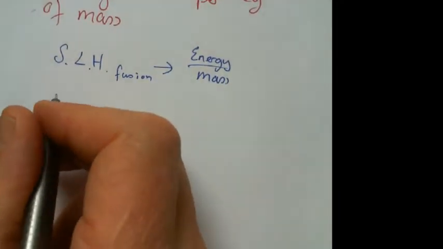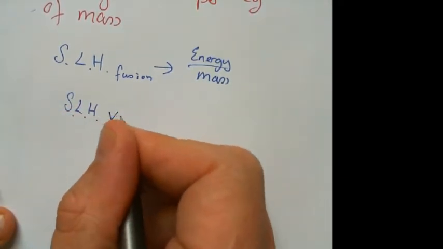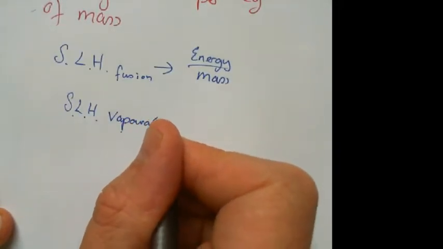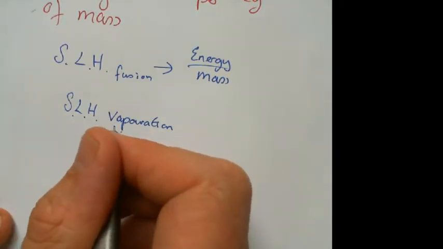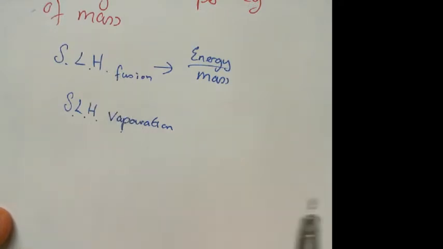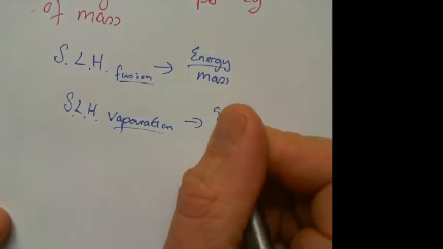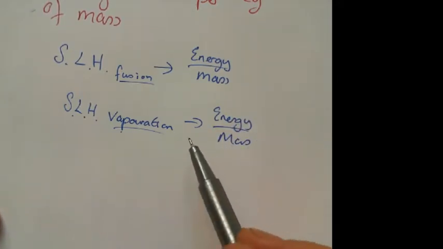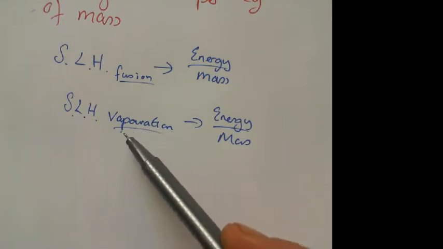And then if you wanted to do the specific latent heat of vaporization, then it's the same thing. It just has a V next to it, and this one has an F next to it. That's the only difference. Everything else is the same, and then it's energy divided by mass again. And this time, if you wanted to heat a liquid up to vaporize it, that would be the energy it needs to put in to turn it into a gas.